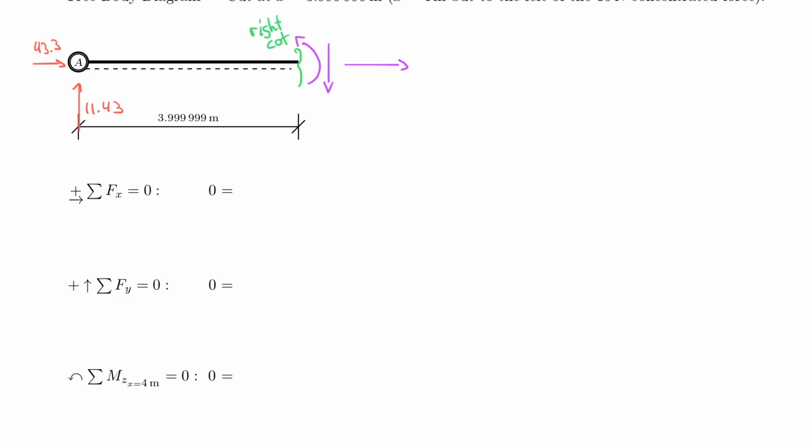Okay, so I should also name these. For example, I should call this here moment at 3.9999. I'm not going to write this all out.